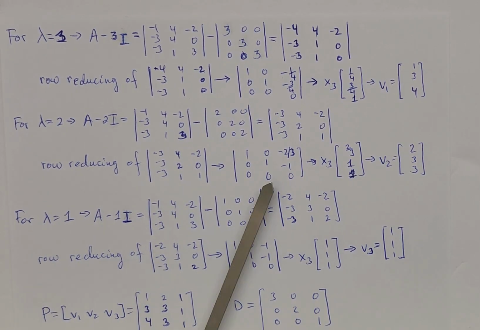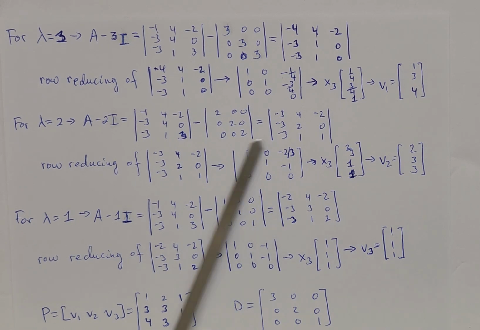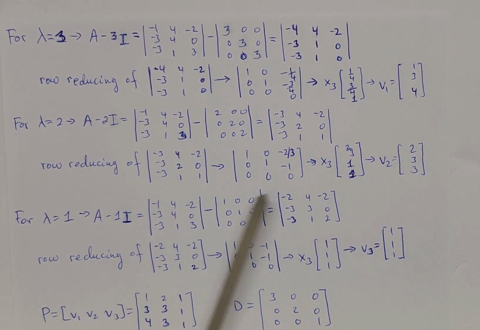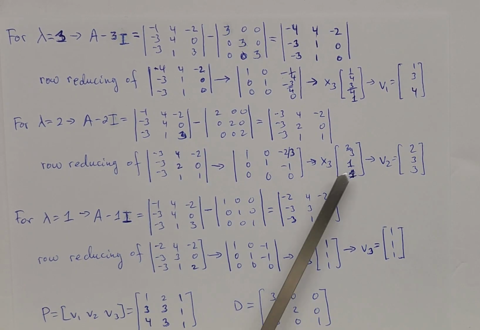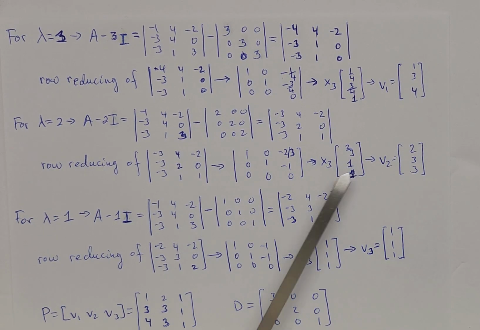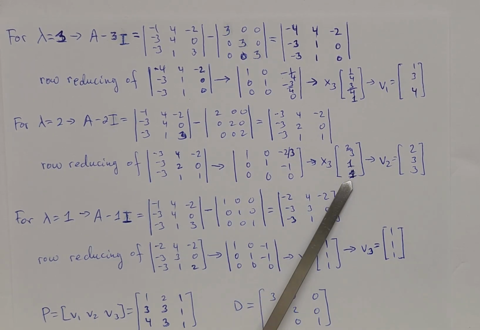Again, I'm just going to jump to the answer because it's a lot of work. This is the solution to this after row reducing. As you can see, this is x3, x3, and this is x3 because it's a free space. I get a 1. So opposite of negative 2/3, positive. Opposite of a negative 1, I get positive. And then since this is a free space, I have 1.